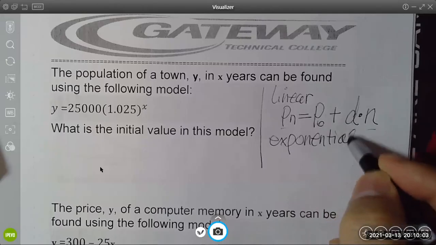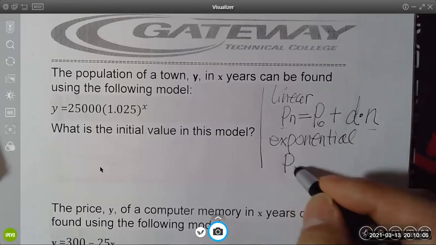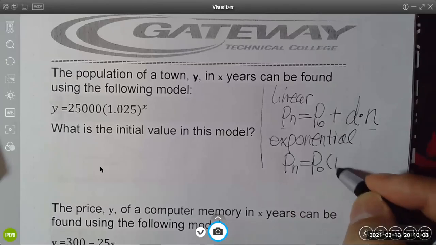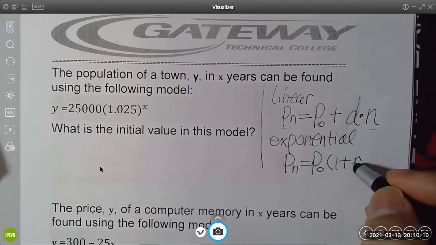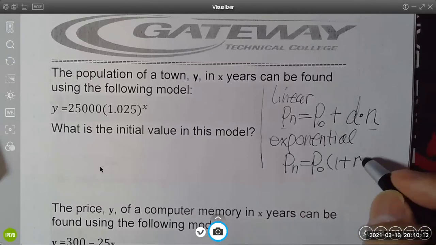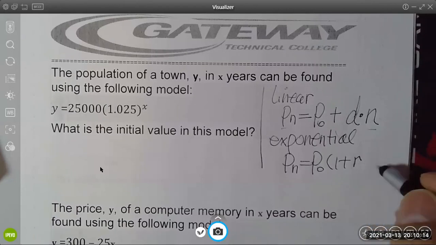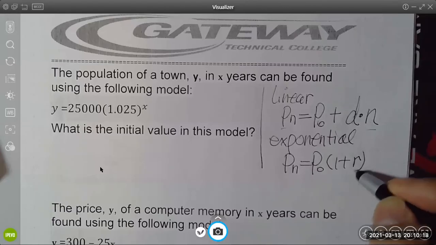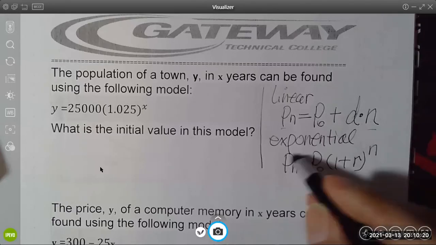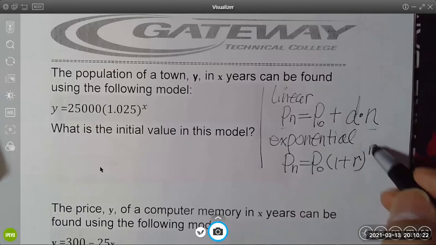And output equals initial value times 1 plus growth rate, could be positive, could be negative. If this R is a negative percentage, that means it's declining. If it is positive, it's increasing. To the power of N, say input, output. If this is Y, this is X.